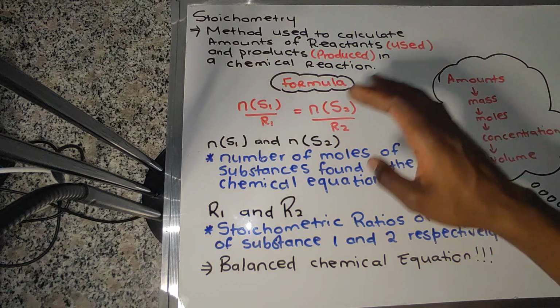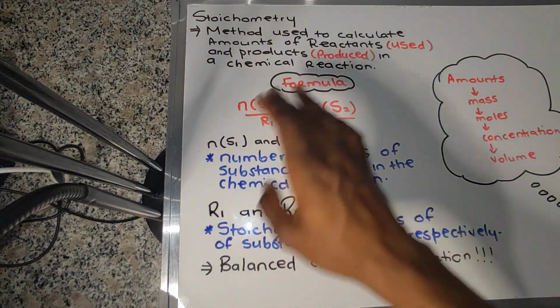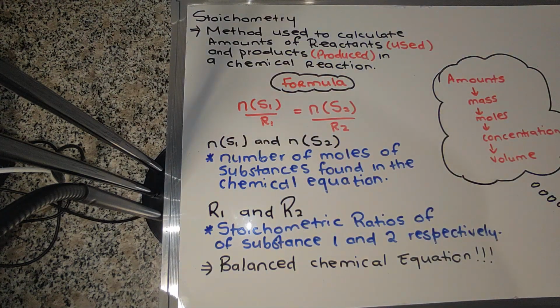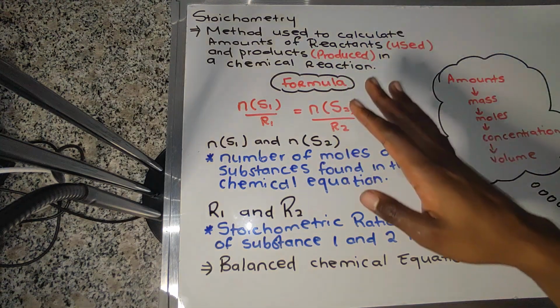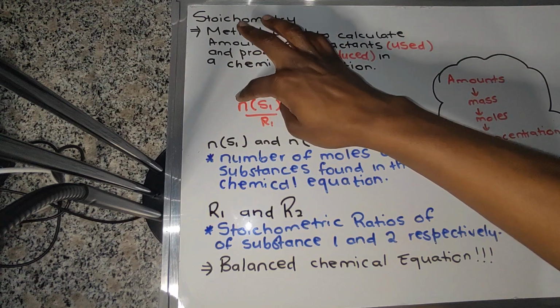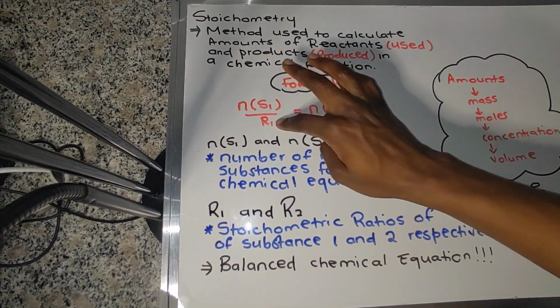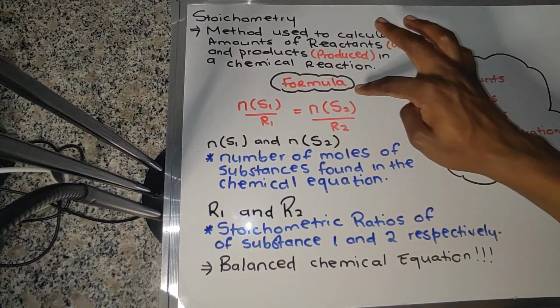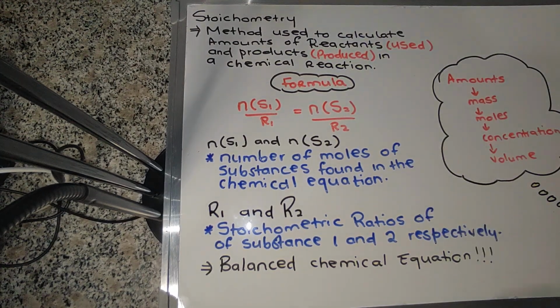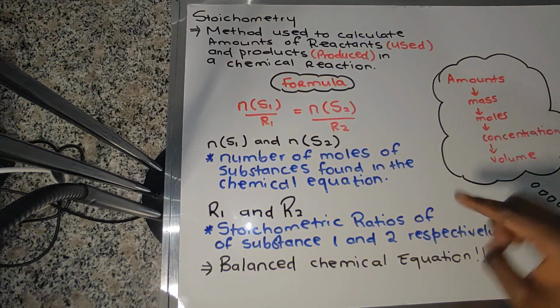I've developed this formula to calculate and to predict the number of moles using stoichiometry. So let us go into this formula and try to understand it. This is the number of moles of substance number 1 divided by R1 equals the number of moles of substance number 2 divided by R2. So let us define the variables.